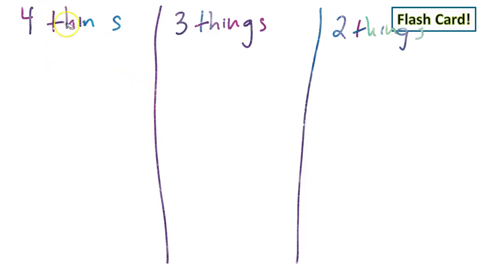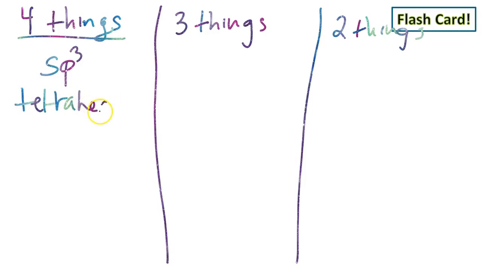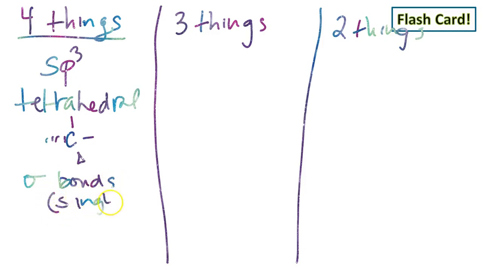When you have 4 electron groups surrounding the carbon, then you're going to have sp3 hybrid orbitals. Those sp3 hybrid orbitals are going to have a tetrahedral shape. Again, we have a carbon with 2 atoms that are in plane and 2 that are out. Because we are dealing with sp3, we know that they're going to form sigma bonds, or simply single bonds.